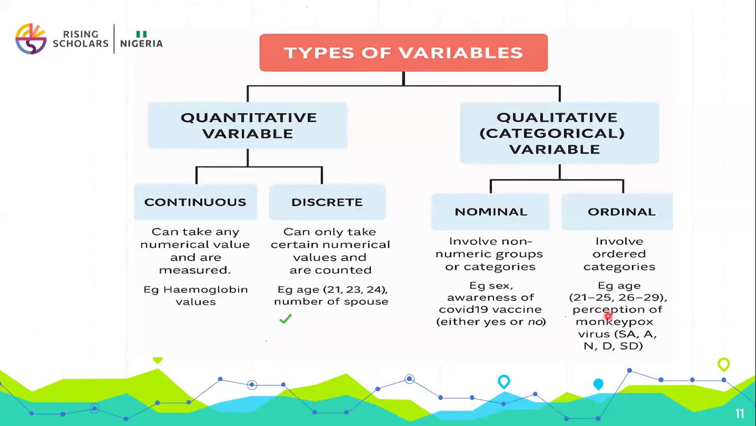So for example, perception of monkeypox virus. Let's say we are asking people, do you agree that monkeypox is a threat in Nigeria? You could of course collect a nominal data by saying yes or no, I agree, I don't agree. But it's better you collect the data as ordinal because you can really know what people really think. You can get the strength of people's emotions or people's reactions for that particular question.